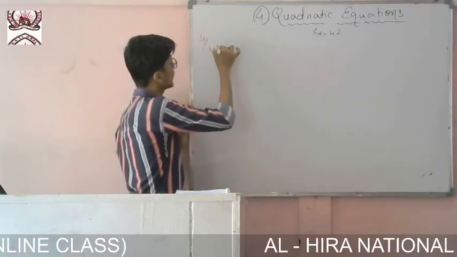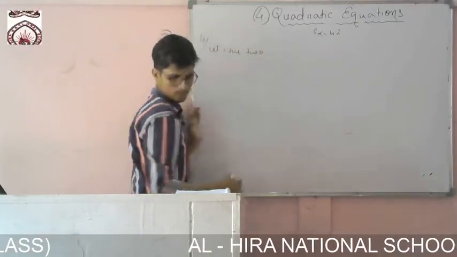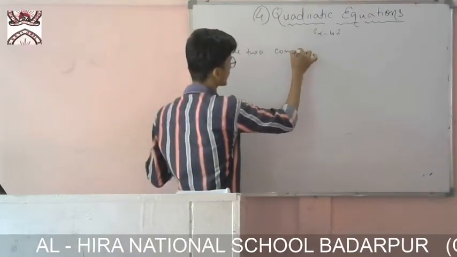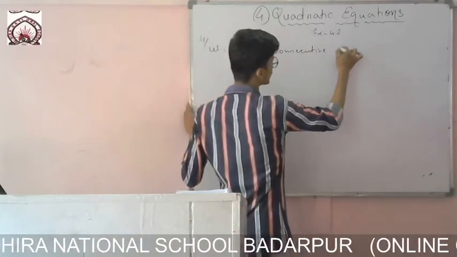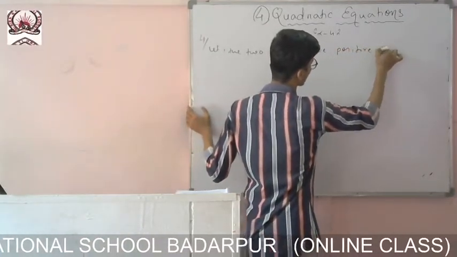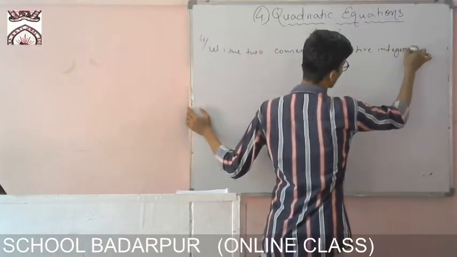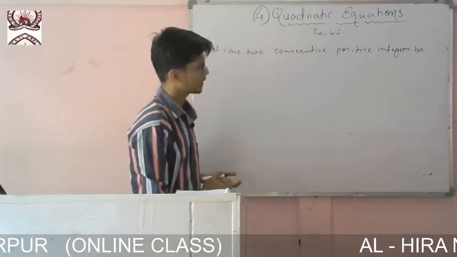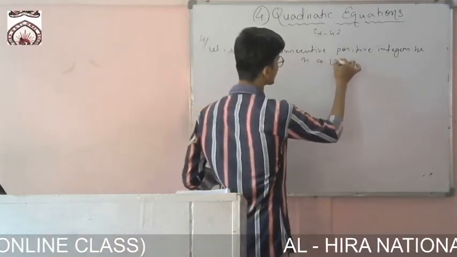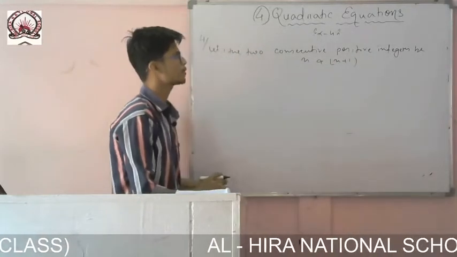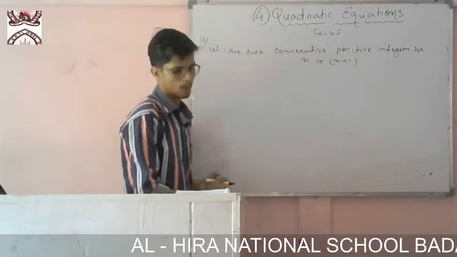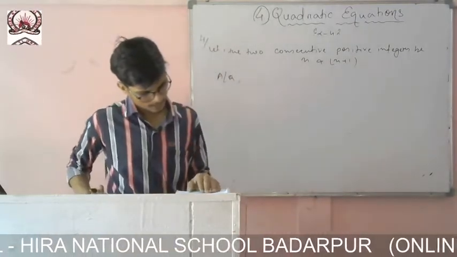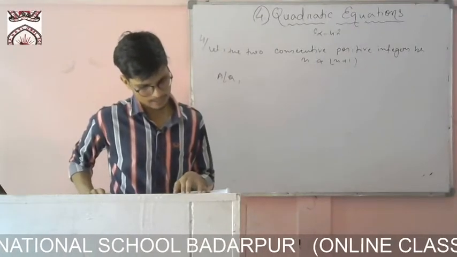Question number 4. What is given here? Two consecutive positive integers. Let the two consecutive positive integers be x and x plus 1. So according to the question, what is given? It is given that the sum of whose squares is 365.